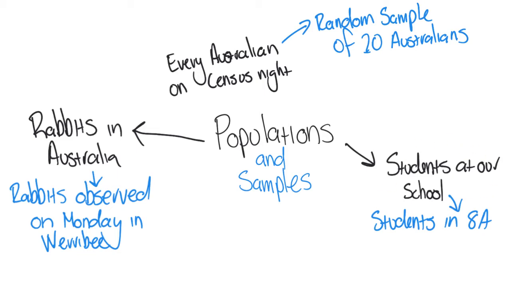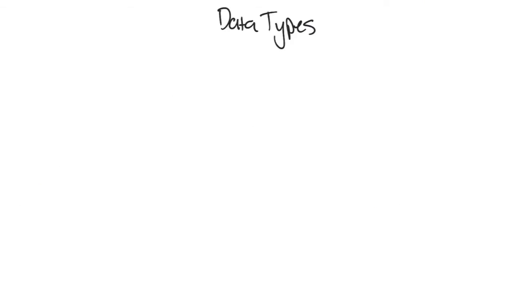Similarly, in our school, if we want to find out how students are going during remote learning, we might not have the time to survey every single student, or maybe we don't want to bother every single student with a survey. So we might choose a smaller group, maybe a group of students from a particular class that we might survey instead. So the data that we collect can be grouped into two different groups. The first group is what we call categorical data. The second group is what we call numerical data.